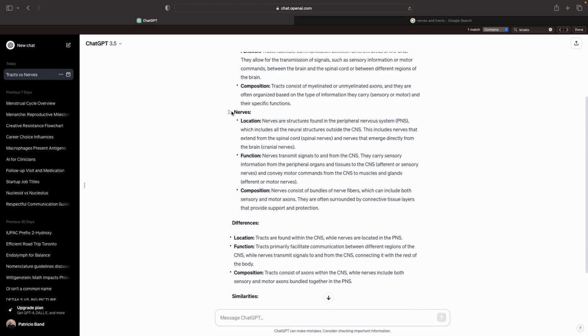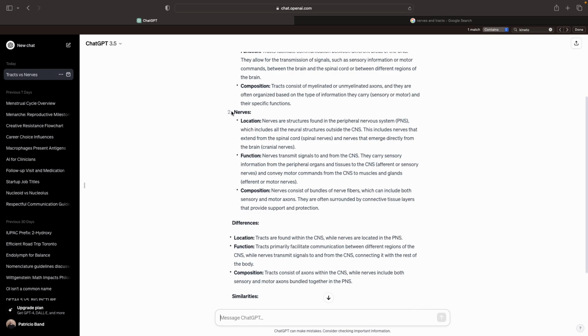So sensory information from peripheral organs and tissues to the CNS, that's afferent or sensory nerves, and conveying motor commands from the CNS to muscles and glands, that's efferent or motor nerves. So the composition: it consists of bundles of nerve fibers, which can include both sensory and motor axons. They are often surrounded by connective tissue layers that provide support and protection.